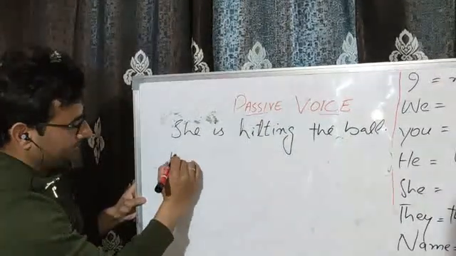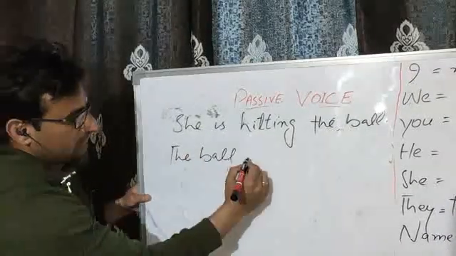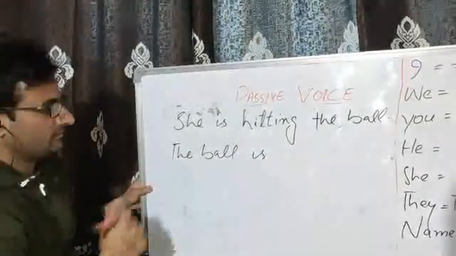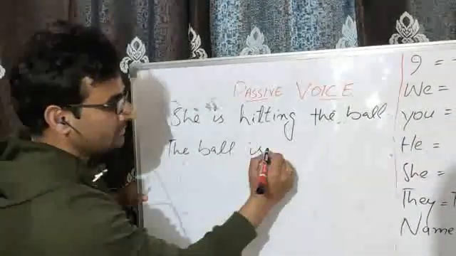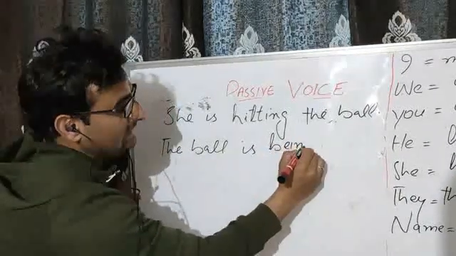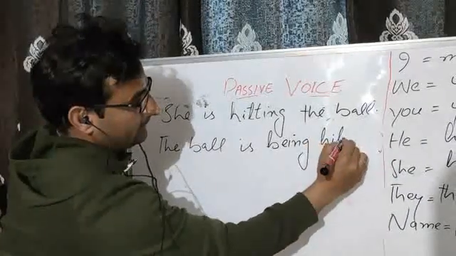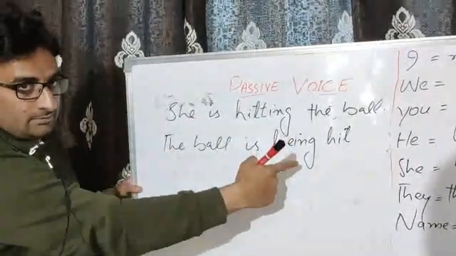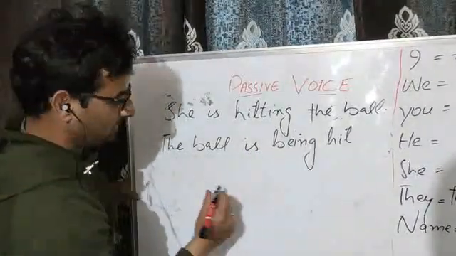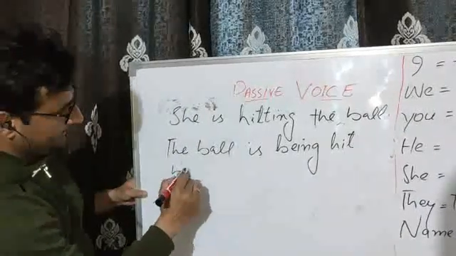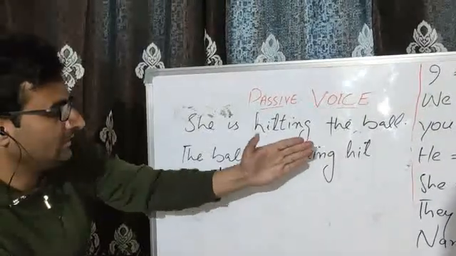फर्स्ट सब्जेक्ट, the ball, then again auxiliary verb is. The ball is one extra word you have to use here, and that is being. The ball is being, then third form of verb. As I said already that in passive voice we have to use third form of verb. The ball is being hit by her. The ball is being hit by her.